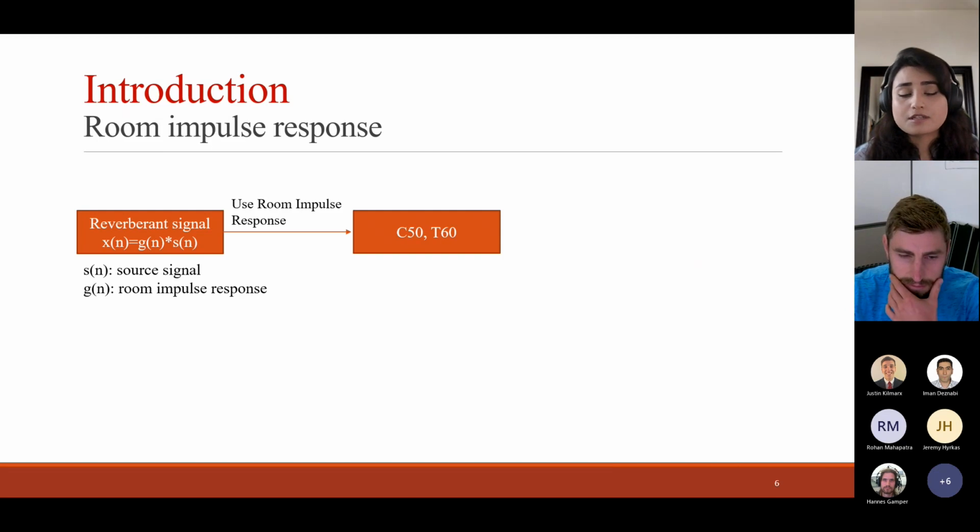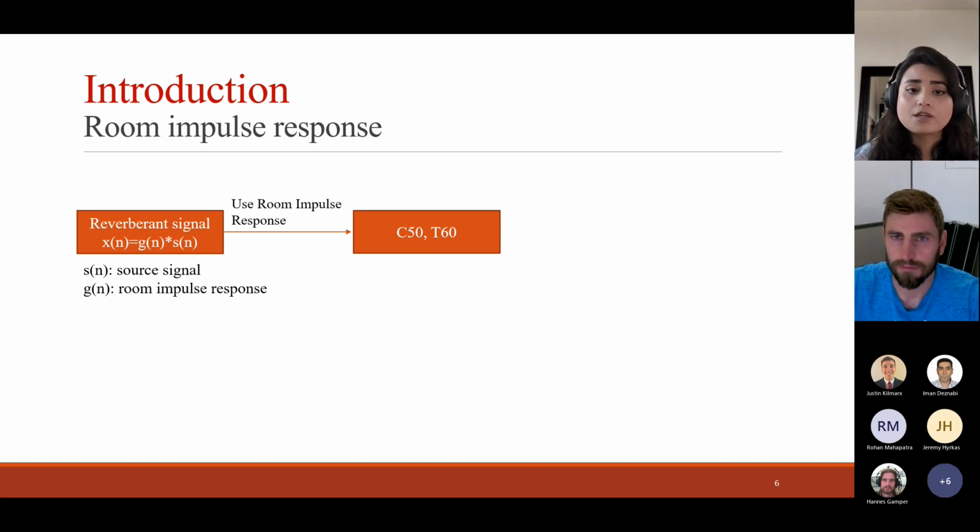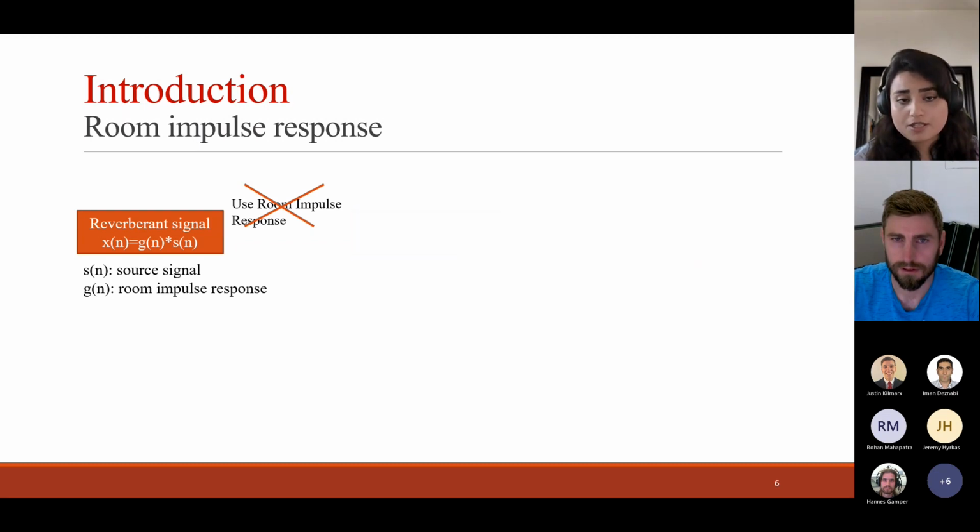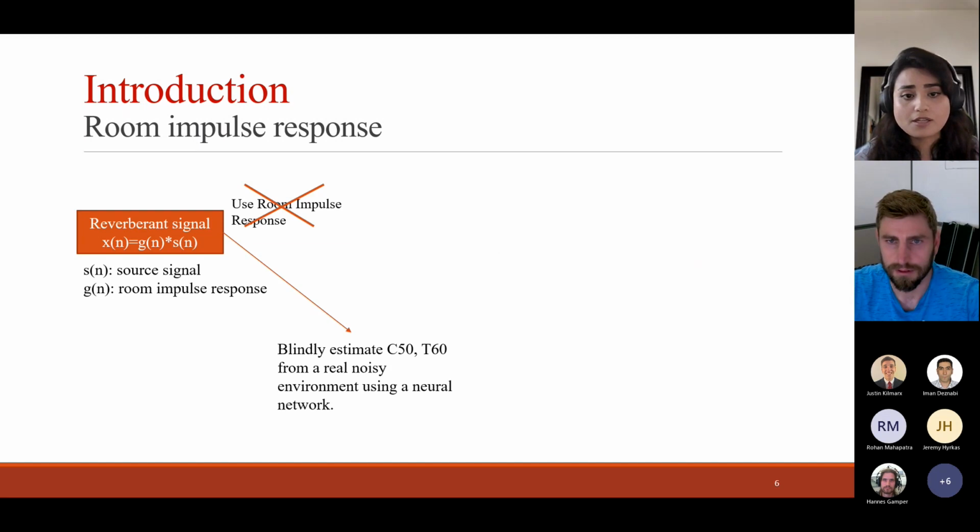The reverberant signal is a convolution of the input signal with the room impulse response. So if we have the room impulse response, we can estimate C50 and T60 directly, but this is not the case for real-world applications. What we are more interested in is blindly estimating C50 and T60 from a noisy environment. And similar to many other applications, the current state of the art for this estimation uses neural networks.